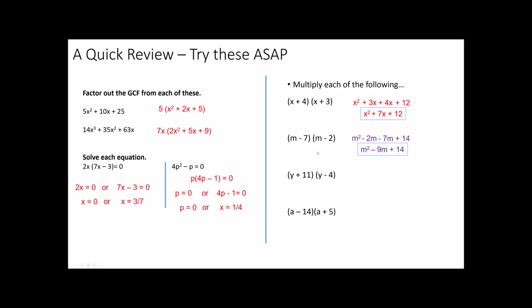And I'll do this third one just a little faster. Y times y is y squared. Y times negative 4 is negative 4y. 11 times y, 11 times negative 4. Combine your like terms in the middle. Last one. A times a is a squared. A times 5 is 5a. Negative 14 times a is negative 14a. Negative 14 times 5 is negative 70. Combine your like terms. Again, I did these pretty quickly.